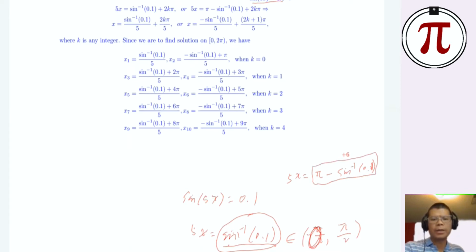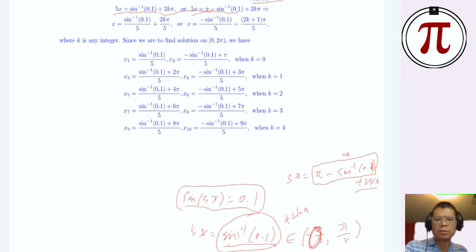So that's why we have what? 5x can be, well, plus or minus 2k pi here, right? Any coterminal angles will also be good. So we will have these two equations: either 5x equals inverse sine 0.1 plus 2k pi, or 5x equals pi minus this one plus 2k pi. These two are fine, and they come from sine 5x equals 0.1.